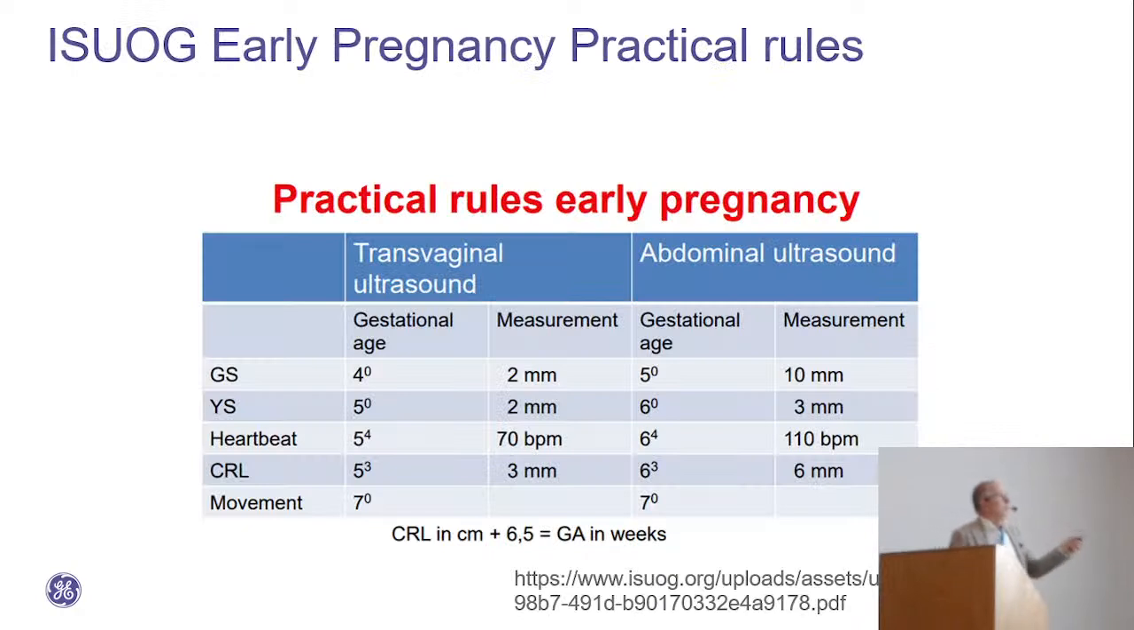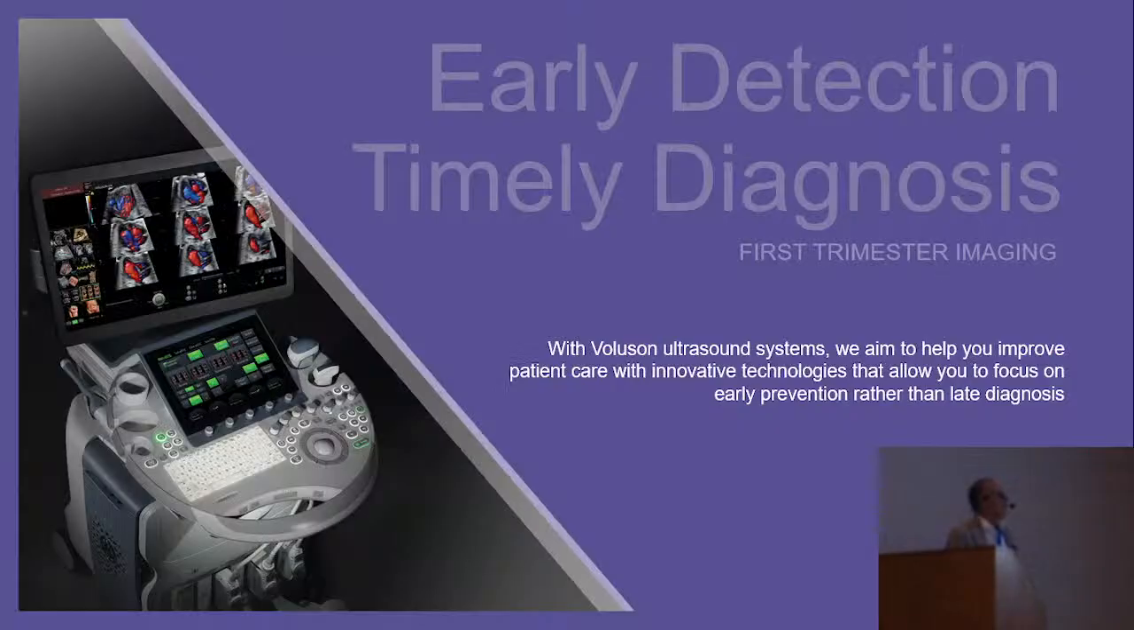And this is also what I can see in the scanning rooms: the gestational sac, yolk sac, heartbeat, CRL, and the movement. Just to explain also for new trainees what to look at. So it's very nice to have a look at it. So the ISO guidelines. Then I would like to show you some nice first trimester imaging.